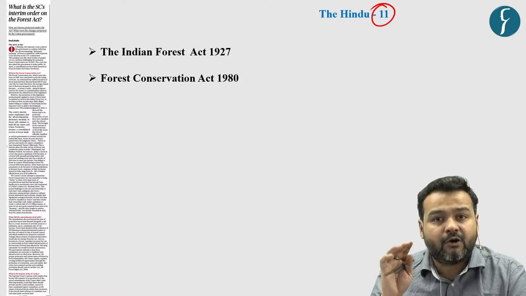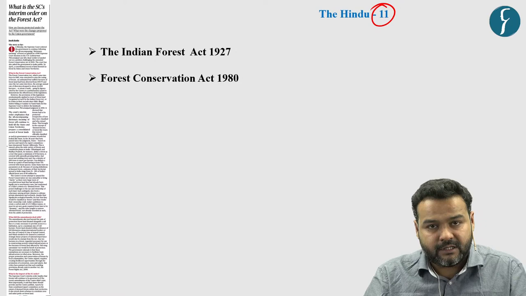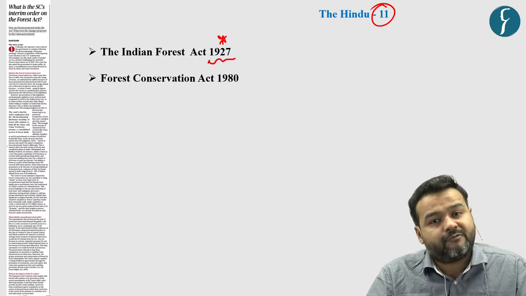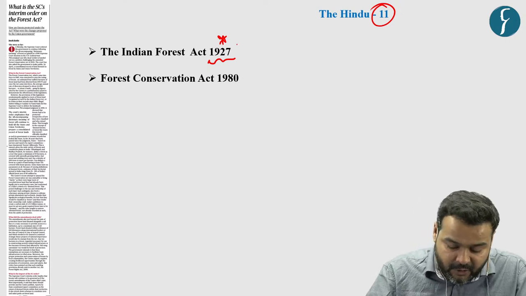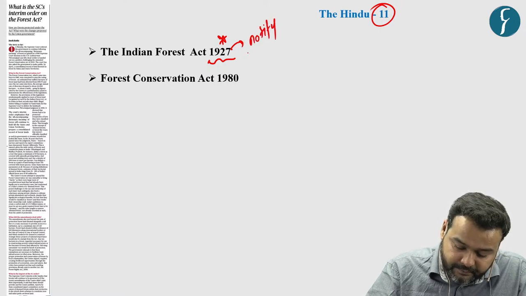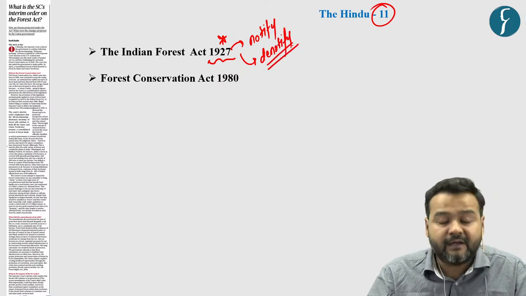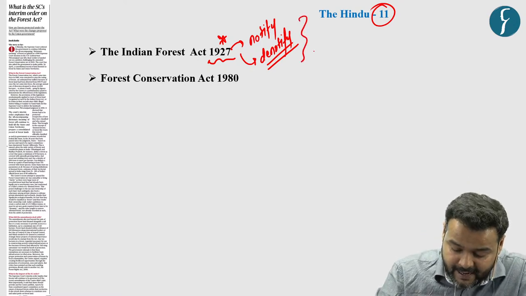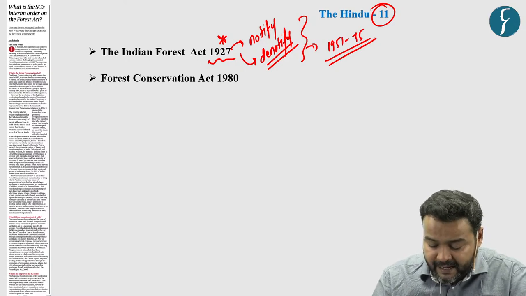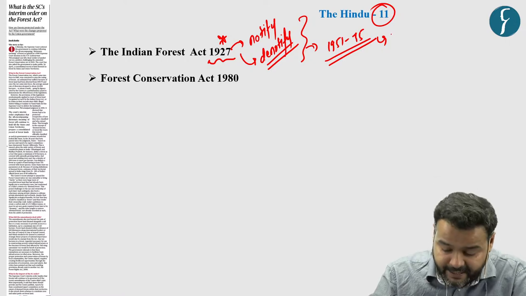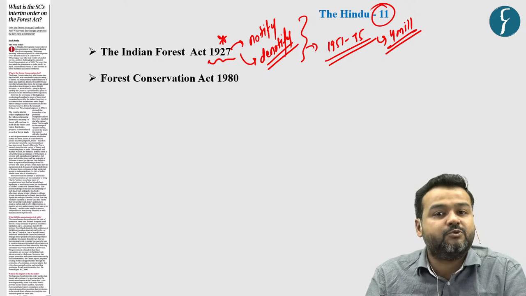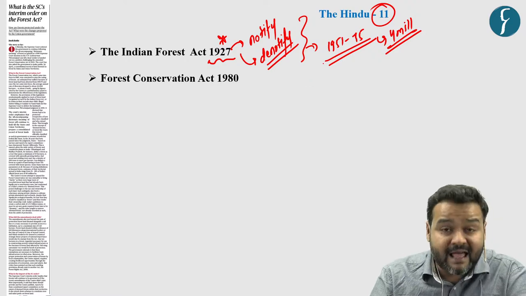Okay, so when India got independence, the notification of forest area was generally governed solely by the Indian Forest Act of 1927. Now, the problem with this act was that the power for notifying and denotifying both lay with the state governments. So what was the finding due to this act? From 1951 to 1975, the government realized that around 4 million hectares, that is 40 lakh hectares, of forest land was converted for non-forest uses, at an average pace of around 2 lakh hectares per year.